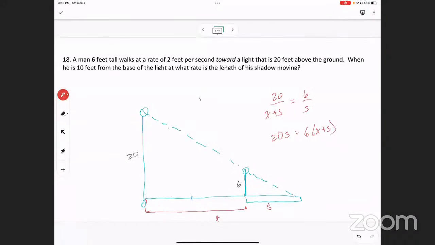So if we simplify this, we're going to get 6x, and I'm subtracting it. It's going to be 14s on the left, right? Mm-hmm. So if I take the derivative with respect to time, I would get 14 ds/dt equals 6 dx/dt.